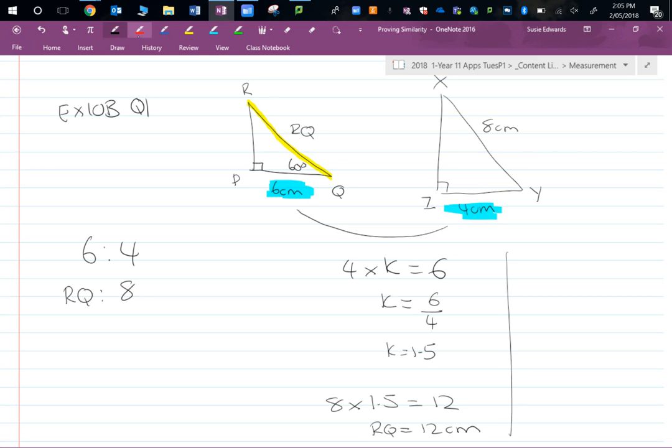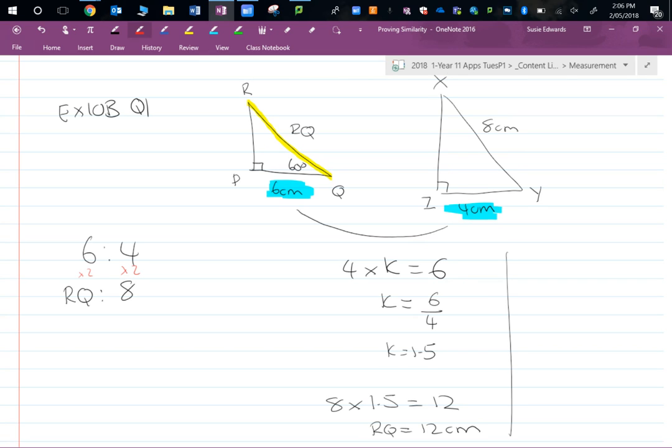The other way you could have done it is looking at the ratios and going, okay, so to get from 4 to 8, what did I have to do? Hang on. No, they don't link up. Oh, no, it does work. It's times by 2, so therefore what I'm going to do is 6 times by 2, we get the 12 there as well. But knowing K is probably an easier way to get it all done.